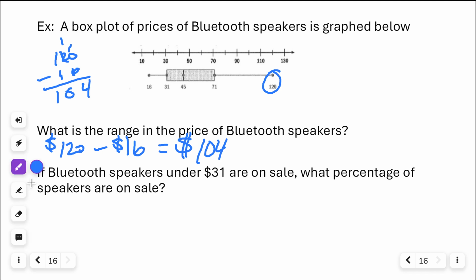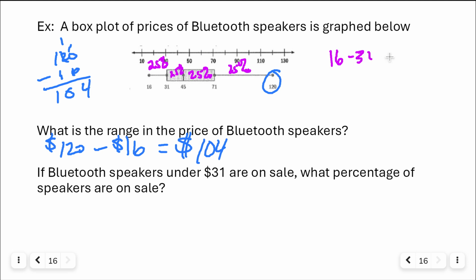Okay. If Bluetooth speakers under $31 are on sale, what percentage of the speakers are on sale? All right, so now, finally, in a box plot, every section represents 25% of the data. So that's 25%. All of these are 25%. From 16 to 31 is 25% of the data. 31 to 45 is another 25%. 45 to 71 is another 25%.